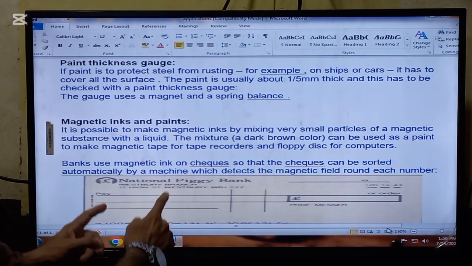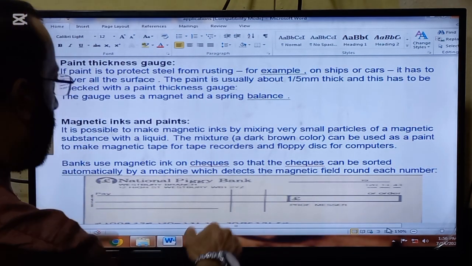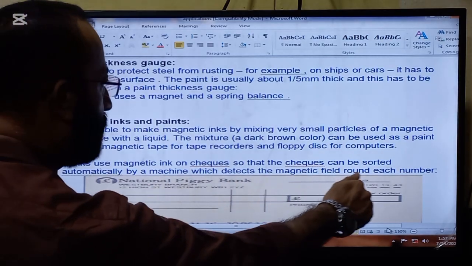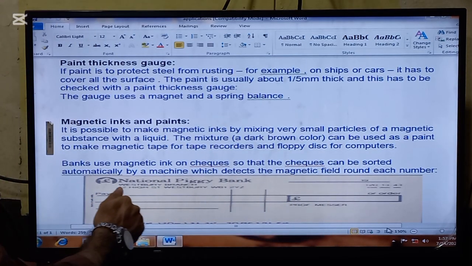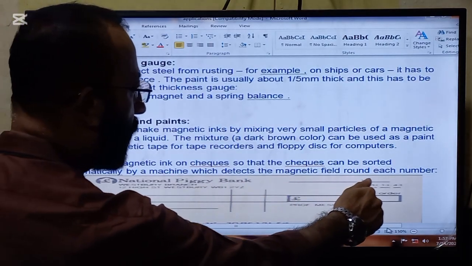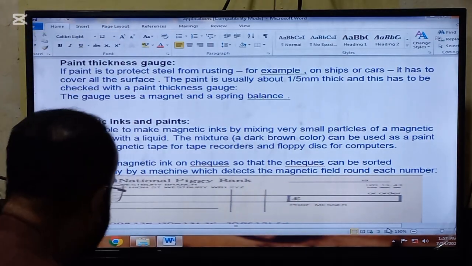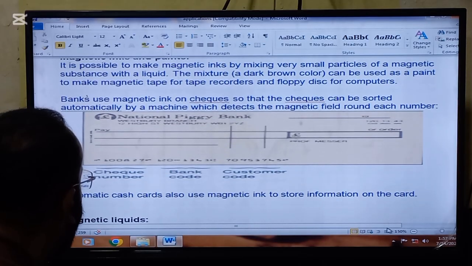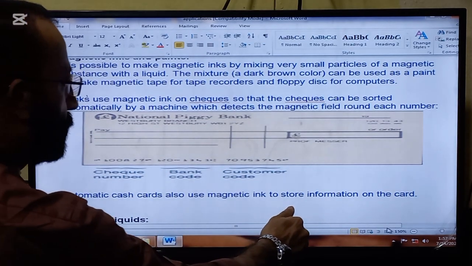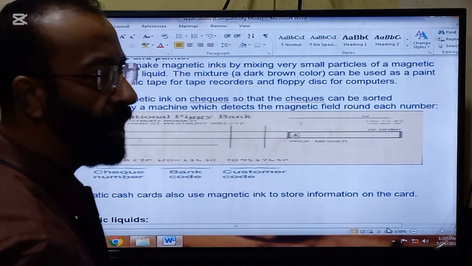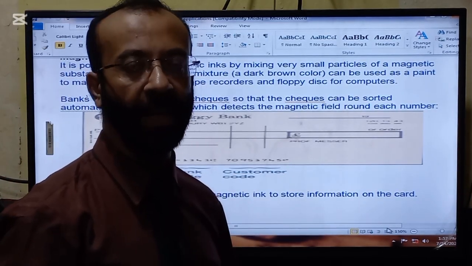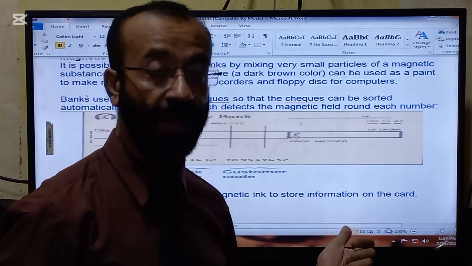Banks use magnetic ink. So these are actually magnetic inks. Banks use magnetic ink on checks so that the checks can be sorted automatically by a machine which detects the magnetic field around each number. Automatic cash cards also use magnetic inks to store information on the card. For example, the ATM card, the debit card, the credit card. So these use magnetic inks.